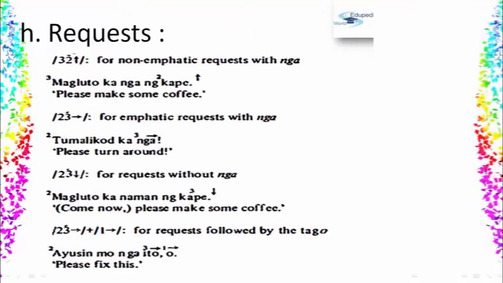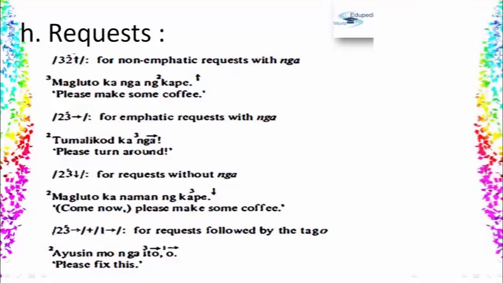Next is for requests. We have the 3-2 up for non-emphatic requests with nga. Magluto ka nga ng kape, please make some coffee. So the first 3-2 up is for non-emphatic requests, while 2-3 following symbol is for emphatic requests. For example, tumalikod ka nga. Please turn around.